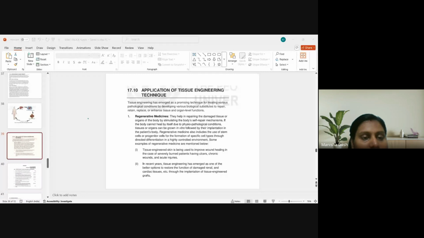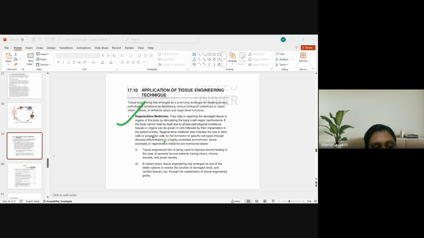So this is one example of tissue engineering, as in regenerative medicine. They help in repairing the damaged tissues or organs of the body by stimulating the body's self-repair mechanism. If the body cannot heal by itself due to a physiopathological condition, tissues or organs can be grown in vitro, followed by their implantation in the patient's body. Regenerative medicine also includes the use of stem cells or progenitor cells for the formation of specific cell types through directed differentiation in a highly controlled environment.